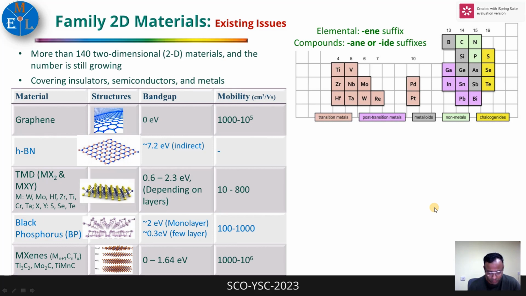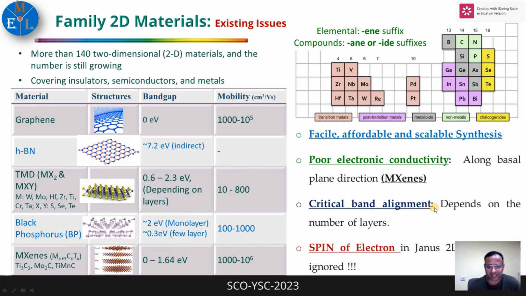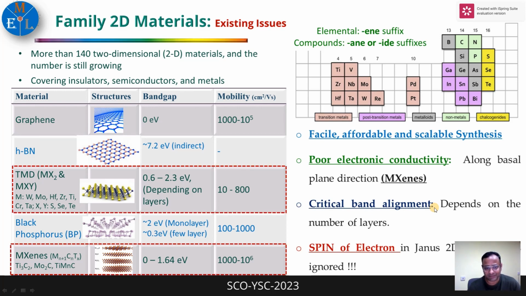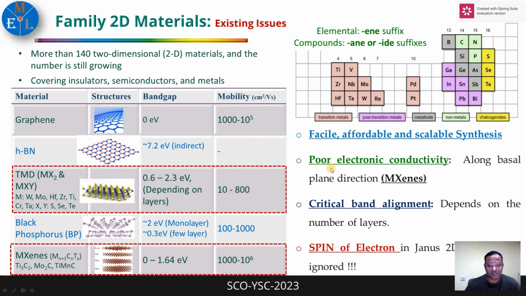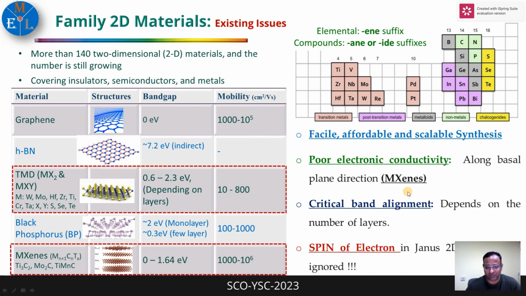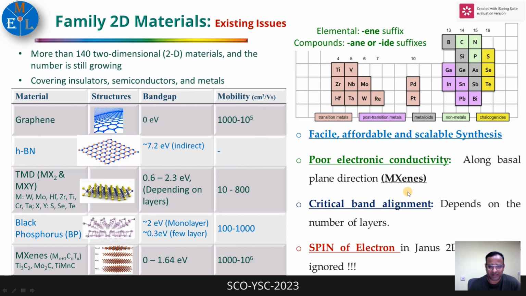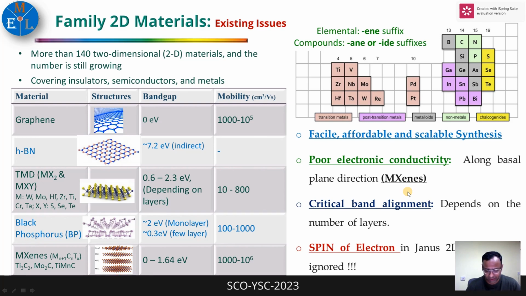If I tell you about the 2D materials, there are more than 140 2D materials, but there are a lot of fundamental issues. Some of the issues which we can address are facile and affordable synthesis of these 2D materials, and electronic conductivity, because if I see here, this chalcogenide has a very low mobility. That is where, when you mix it with MXenes, we could address this electronic conductivity. We have also worked on critical band alignment, and also a new topic which we have started at ICS, the spin of the electron, which has been ignored till now.